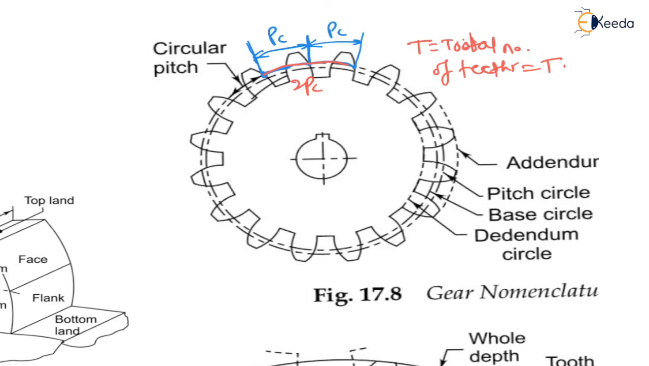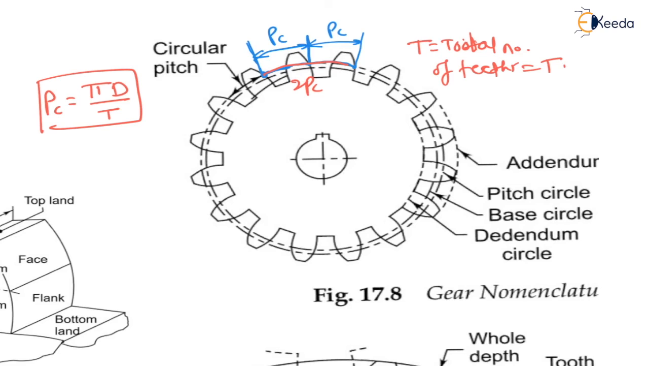Now this circular pitch is nothing but the total distance of one circle. This one circle is nothing but pi d, that is pi into pitch circle diameter, divided by the number of teeth, because in one circular pitch there is only one tooth, right? Therefore we know how many teeth are on this gear. Then circular pitch is equal to pi d, which is the circumference, divided by T, where T is the number of teeth.